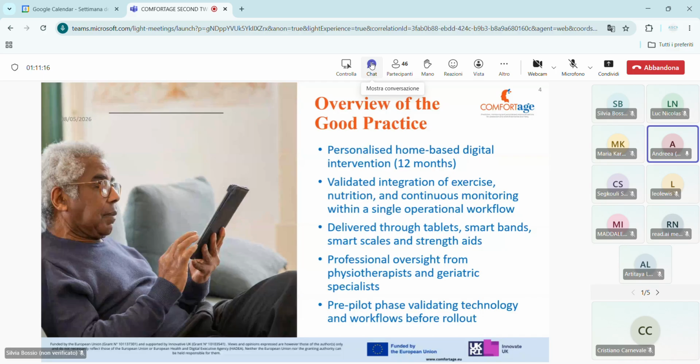So Pilot 9 is a 12-month personalized home-based intervention that brings together exercise, nutrition, and continuous monitoring within a single workflow delivered through tablets, smart bands, smart scales, and some strength aids.